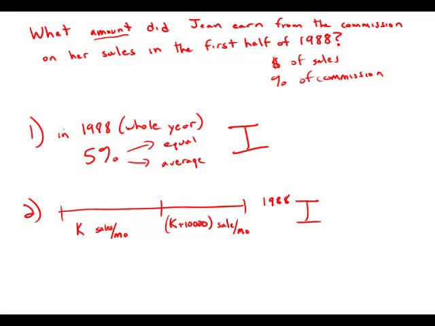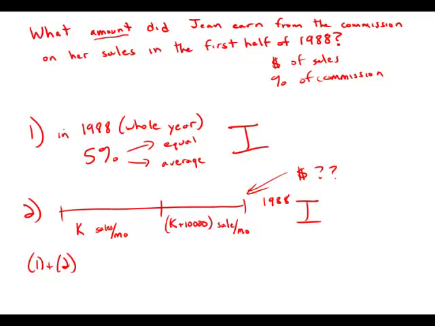Because both statements are insufficient, we combine them. And naively, you might think things look promising here because we do have information about dollar amount of sales. We do have information about percent of commission. But we actually have no way to figure out from statement number 2 the actual dollar amount that she made in sales in the first half of the year.